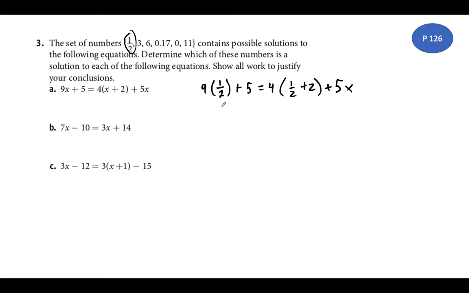So 9 times a half, multiply numerator times numerator, denominator times denominator, plus 5 equals, I'm going to distribute this 4. 4 times a half is 2. 4 times 2 is 8. Oh, did I leave that 5 as a 5x? No, it's supposed to be 5 times a half, so that would be 5 halves. Let's see, what would I do next? I think I would clear out the fractions. Just multiply every term times 2.